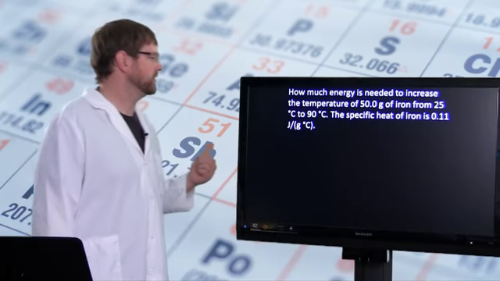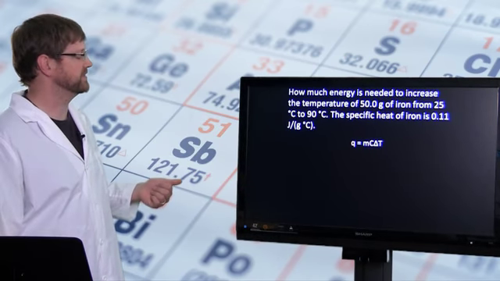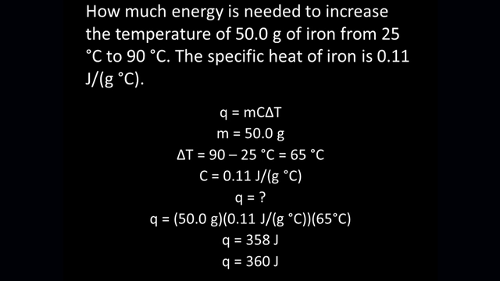All right, so we're going to be using Q equals mc delta T. We know the mass is 50 grams. The delta T is 65 degrees Celsius. Specific heat is 0.11 joules per gram per degree Celsius. And we're solving for Q. We put these in the equation, and we get 358 joules.